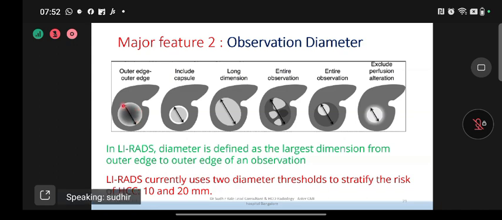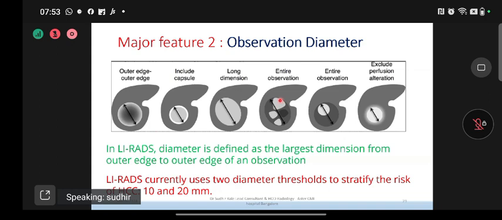For ease of measurement, what has generally been advised is that the lesion has to be measured from outer edge to outer edge, it should include the capsule of the lesion, and it should be the single long dimension of the lesion. If you measure like this, it may come to 2.5, and if you measure like this, it may come to 3.5 centimeters. For us, we are interested in this long dimension of the lesion. Then there is the entire observation of the lesion.